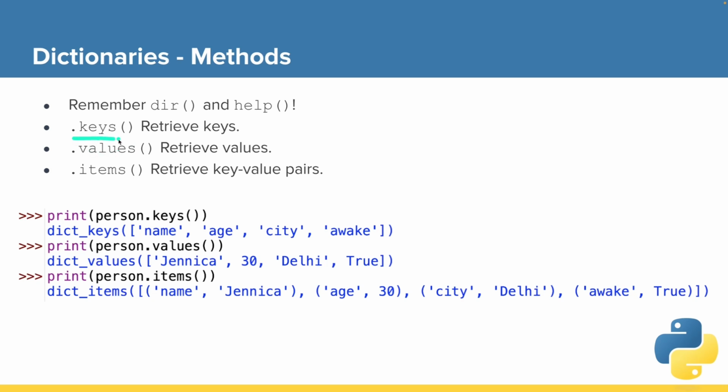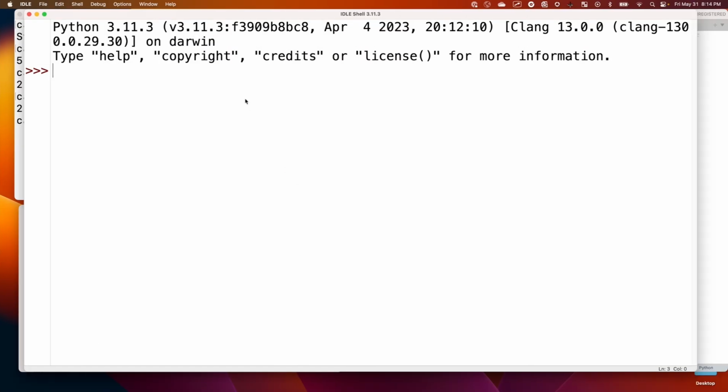The keys method, which retrieves keys, the values method, which retrieves the values in a dictionary, and the items method, which retrieves both the keys and the values. So let's hop on over here to IDLE. And there's a reserved keyword for our dictionary data type, and it's dict.